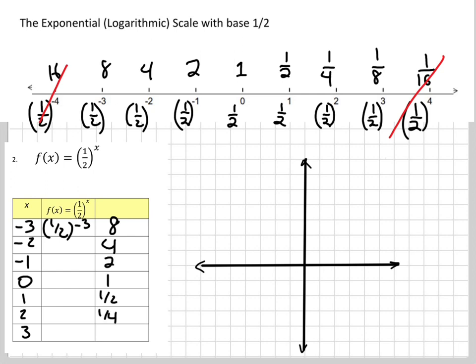Okay, 1/2, 1/4, 1/8. So I have negative 3 and 8. So 1, 2, 3, 4, 5, 6, 7, 8. That's right here. Then we have negative 2 and 4. So that's going to be right here. We have negative 1 and 2, 0 and 1, 1/2, 1/4, 1/8. Okay, so I have enough points now that I can connect these points and try to sketch this graph.